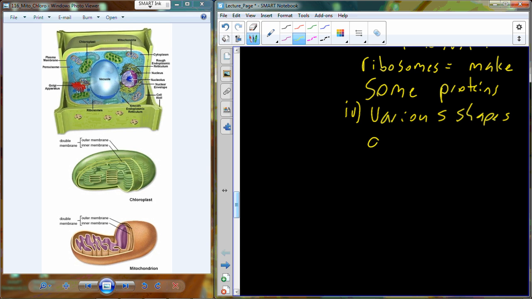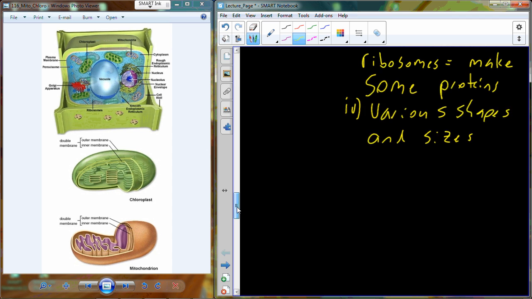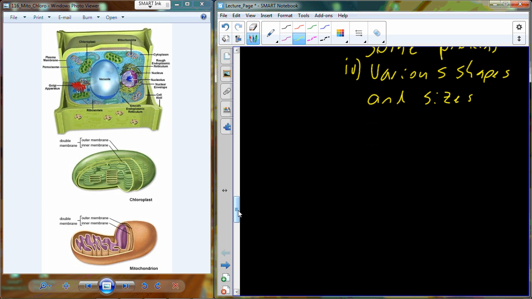There are some various shapes and sizes to, in particular, the mitochondria, but also the chloroplast as well. But the mitochondria, how many of you have heard the term endosymbiotic relationship? One of you? Two of you? Really? Endosymbiotic relationship. Man, evolution is really making my job so much easier. I don't even know how to express their own theories.